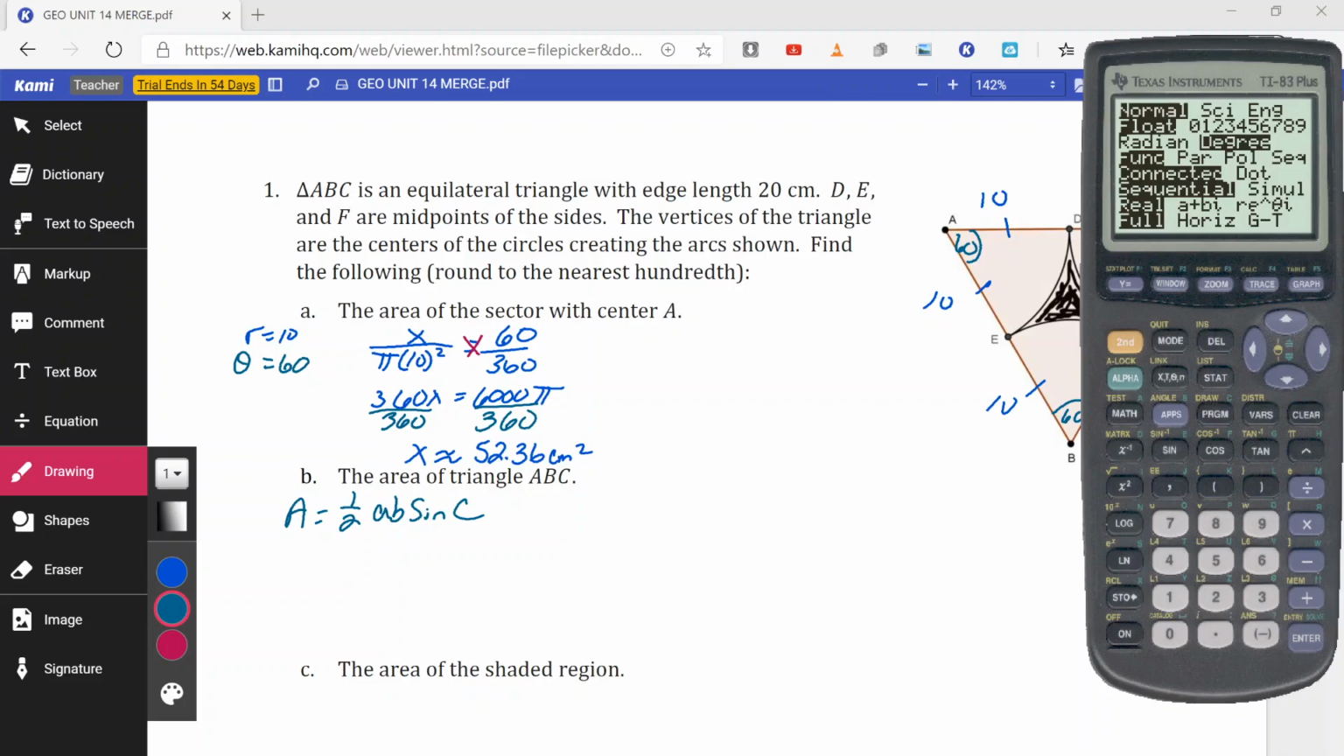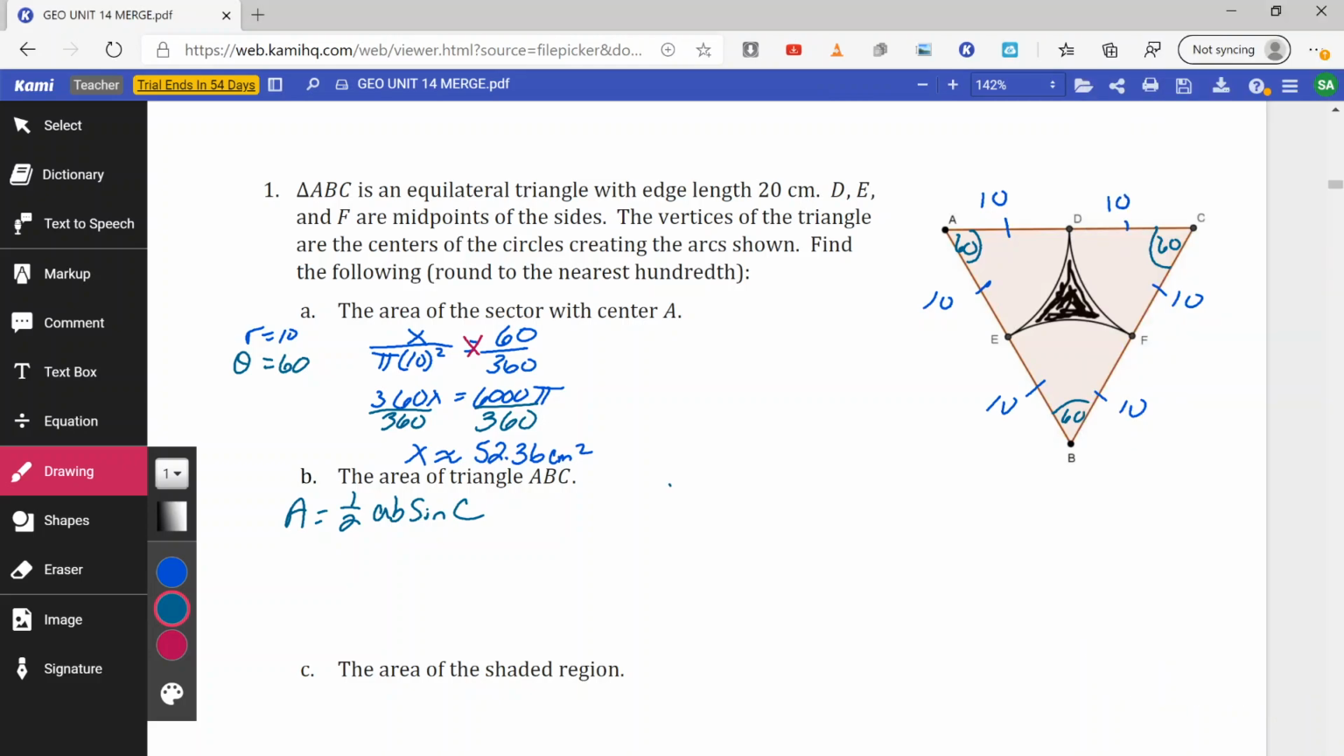So now we know the two sides. Side A is going to be the full length here, so side A is going to be 20. Side B is across from side B, so the whole length is 20, so we're going to use that. So 1/2 of 20 times 20 times the sine of angle C. Angle C is 60 degrees. So all I have to do is plug this all in.